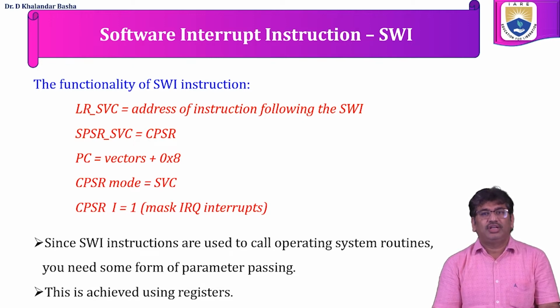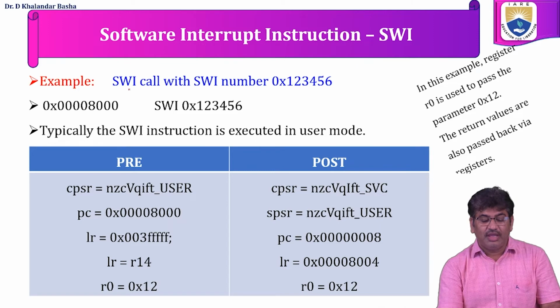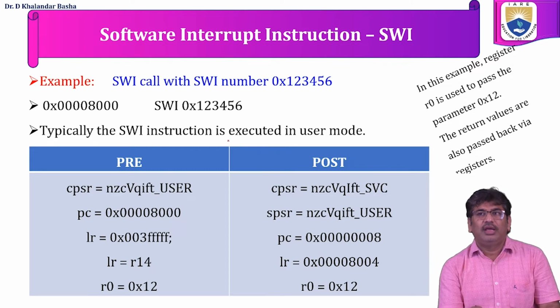Since SWI instructions are used to call operating system routines, we need some form of parameter passing. This is achieved using registers. Now we will see an example for SWI instruction. SWI call with SWI number 0x123456. So in this example, the register R0 is used to pass the parameter as 12. The return values are also passed back via register.